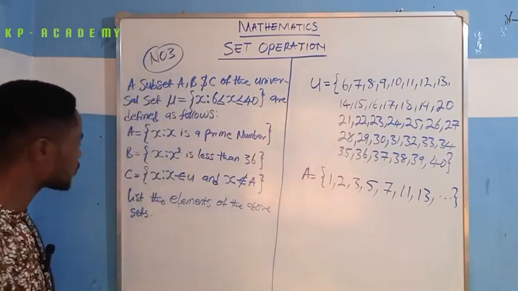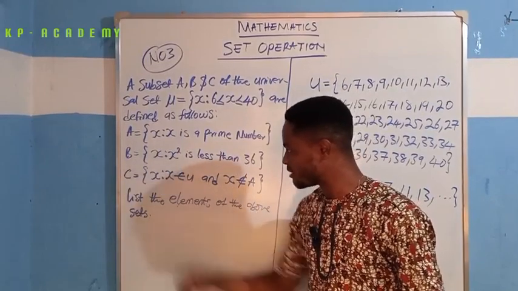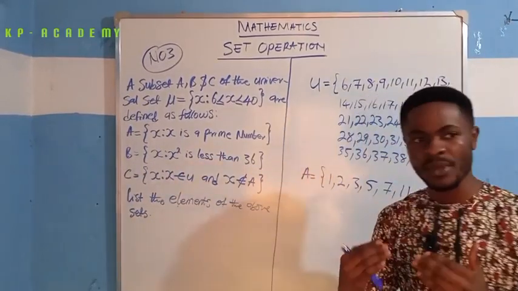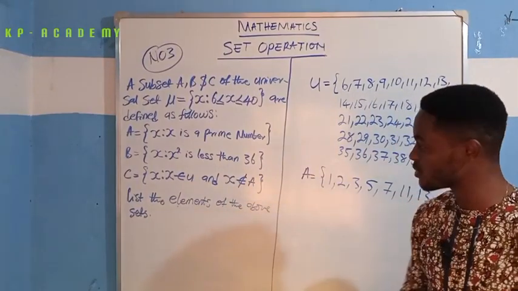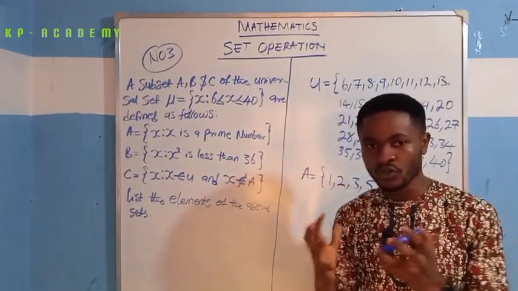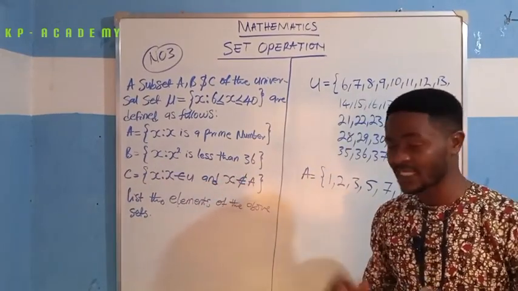Okay, now what about set B? Talking about this set B is a little bit intuitive or a little bit confusing, but we really need to pay very close attention for us to know the set of numbers that this set B in this set builder notation is talking about.